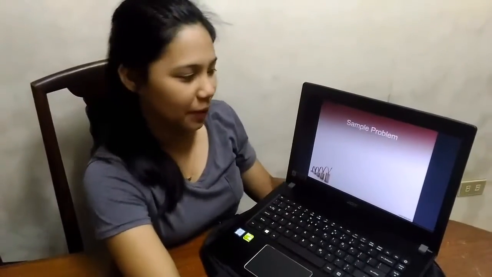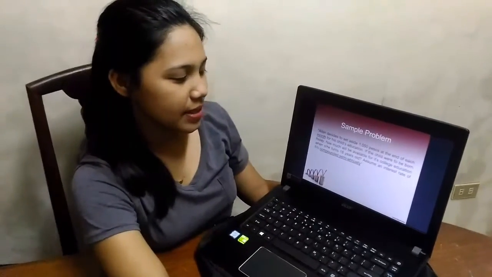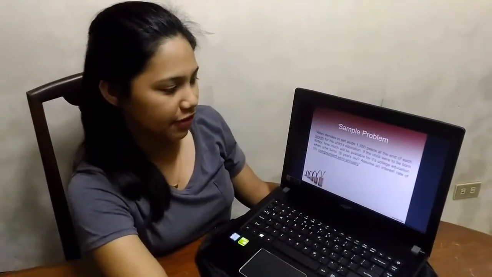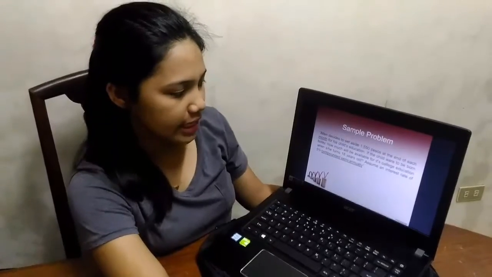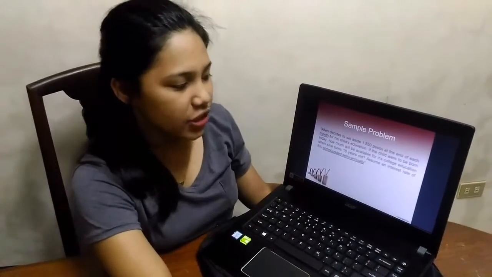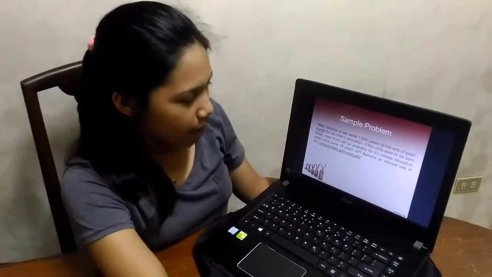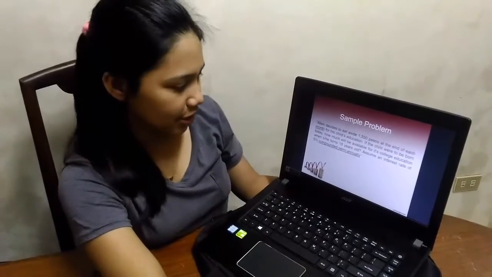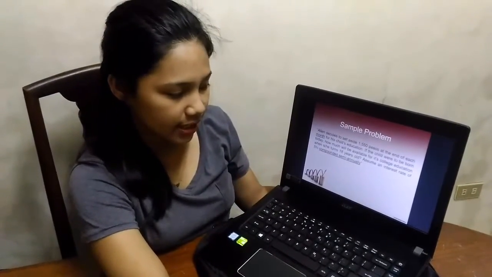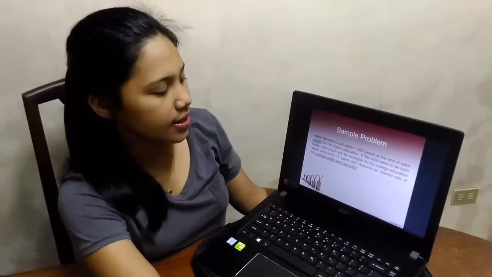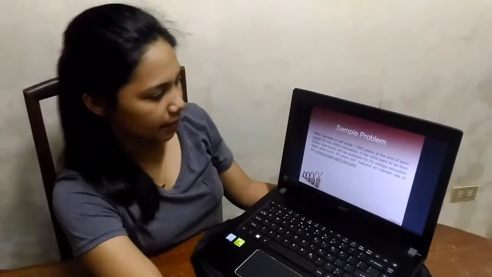Now let's proceed to our problem. Alan decided to set aside 1,550 pesos at the end of each month to his child's education. If the child were to be born today, how much would be available for its college education when she or he turns 18 years old? Assume an interest rate of 5% compounded semi-annually.